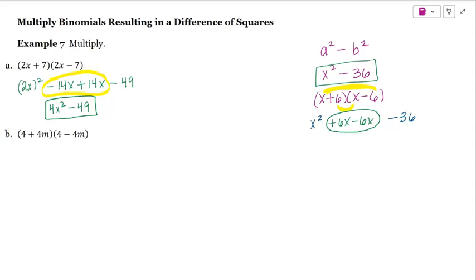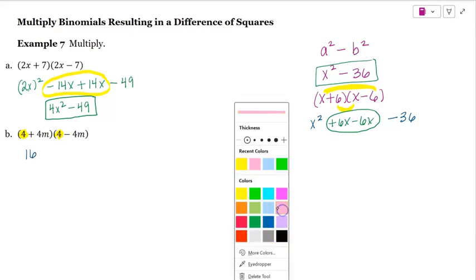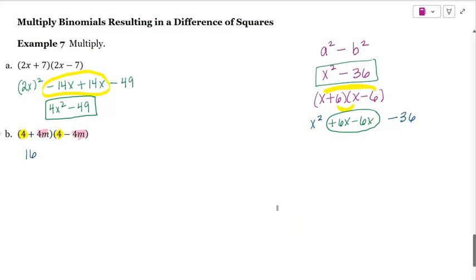If I already know that this pattern exists, when I see something like this, like I do in example B, I can just focus on the first terms being multiplied together and then the last terms being multiplied together. Because I know that the two middle terms are going to cancel each other out.